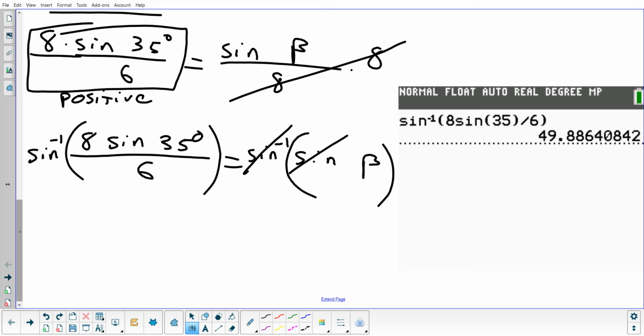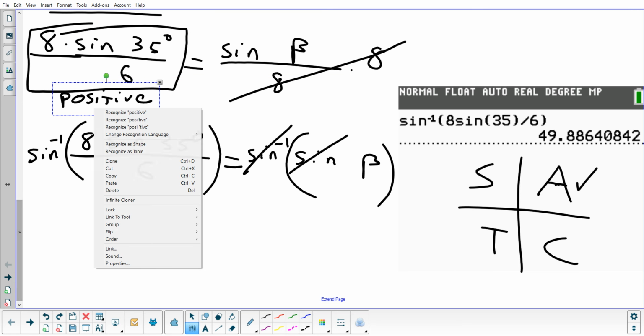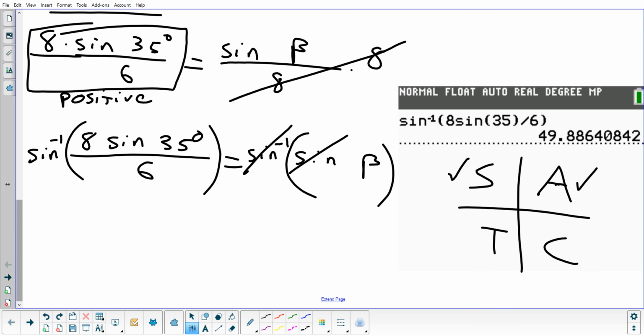So now, think about this. We talked about this diagram before. You just got an answer in quadrant 1. You're looking for where the sine function comes out to a positive number. Where else does that happen besides quadrant 1? Yep, it's going to happen in quadrant 2. And think of that 49.886 as a reference angle.